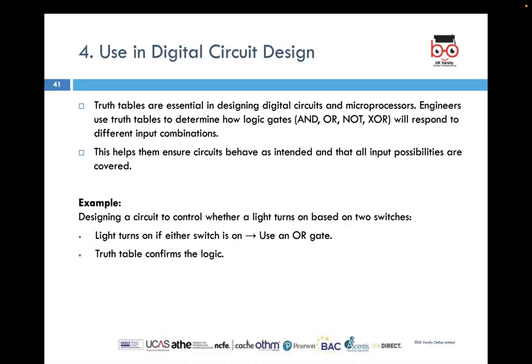Truth tables are essential in designing digital circuits and microprocessors. Engineers use truth tables to determine how logic gates will respond to different input combinations. This helps them ensure circuits behave as intended and that all input possibilities are covered. For example, designing a circuit to control whether a light turns on based on 2 switches. The light turns on if either switch is on. Use an OR gate for this, and the truth table confirms the logic.